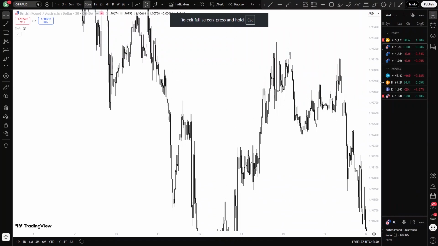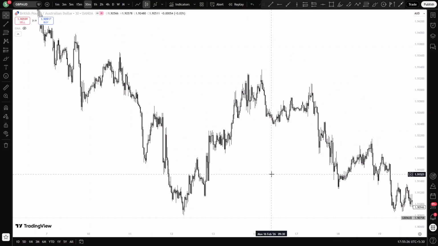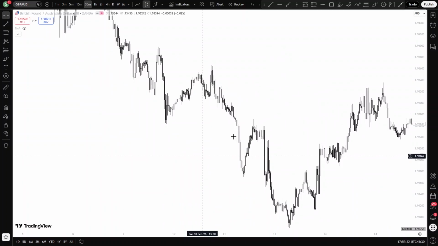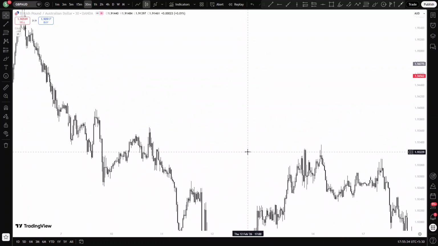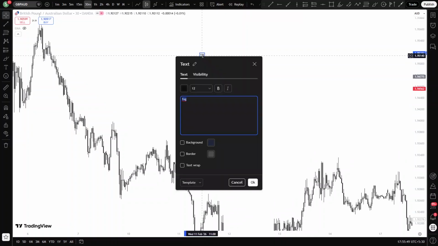Hello, so today we are going to be looking at market structure with fair value gap. So what do we mean when we say fair value gap? FVG, fair value gap. So what is this thing?